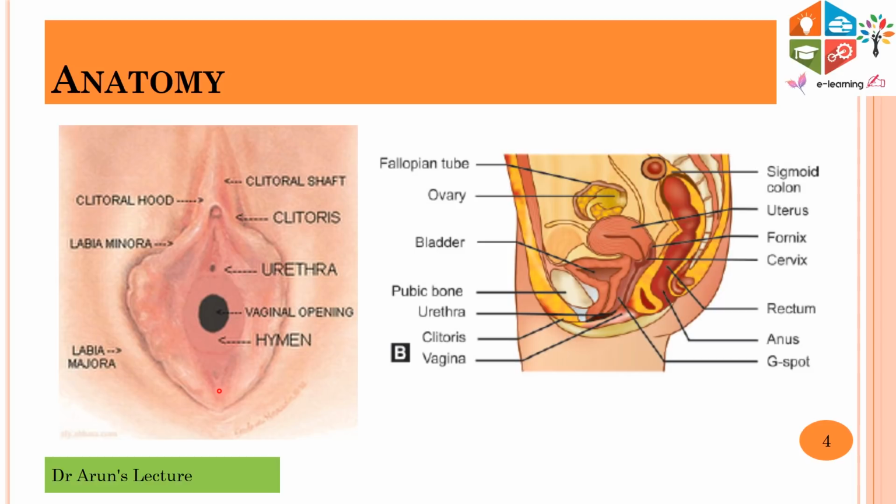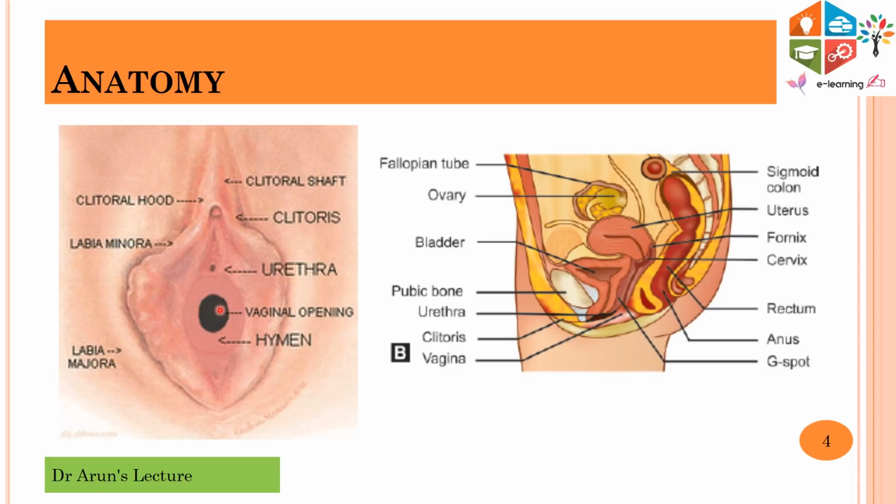The clitoris is a small button-like organ located near the anterior junction of the labia minora, present just above the urethral opening. The frenulum is a small fold of tissue on the undersurface of the clitoris, created by the two medial parts of the labia minora. The urethral opening is 2.5 centimeters behind the clitoris and immediately in front of the vaginal orifice.